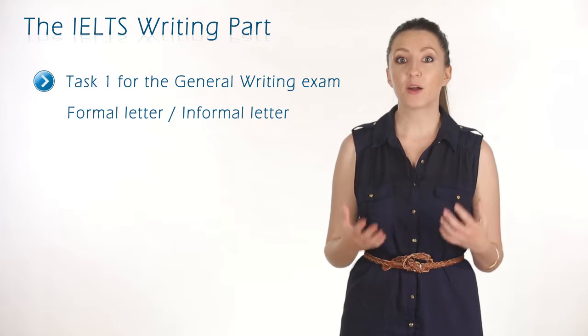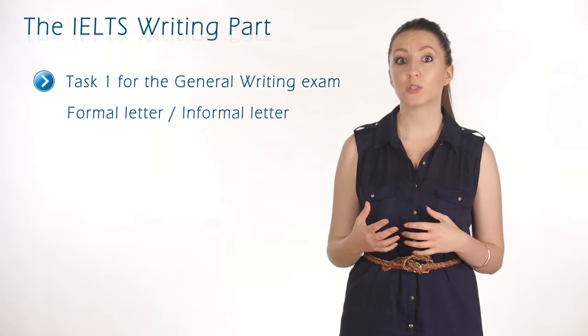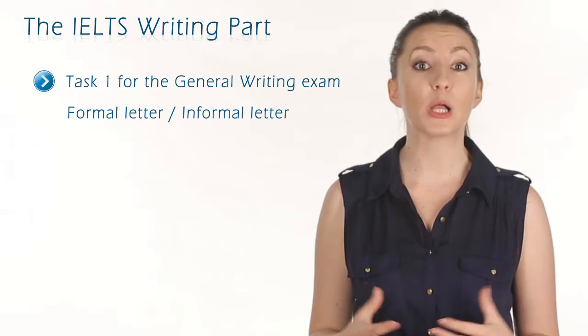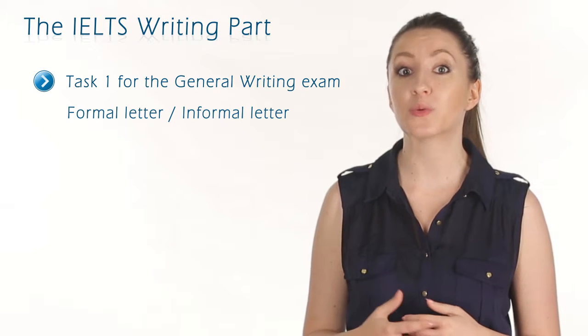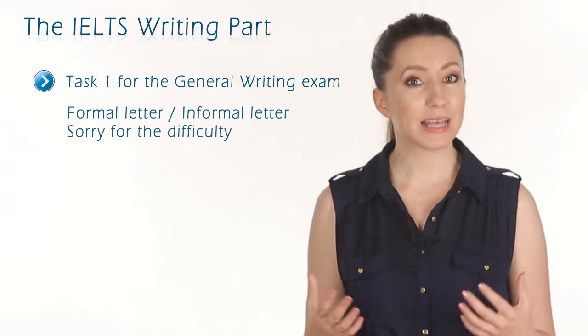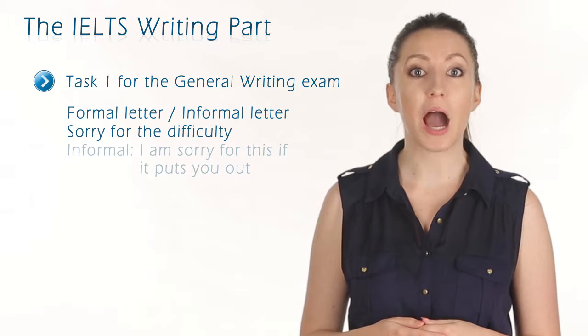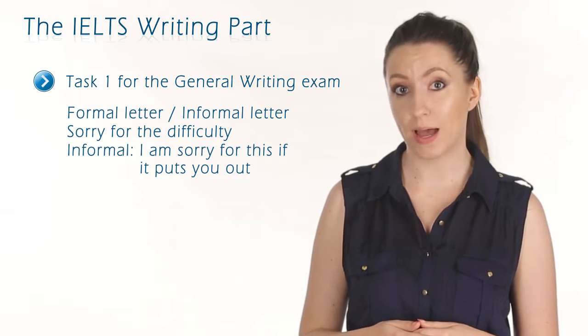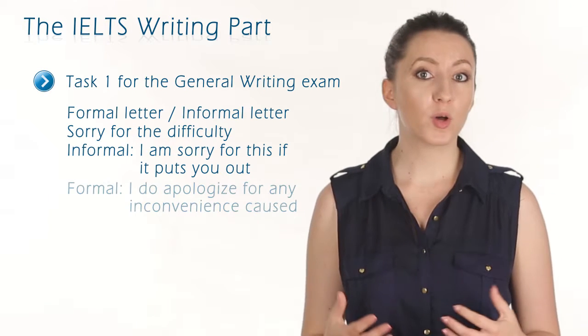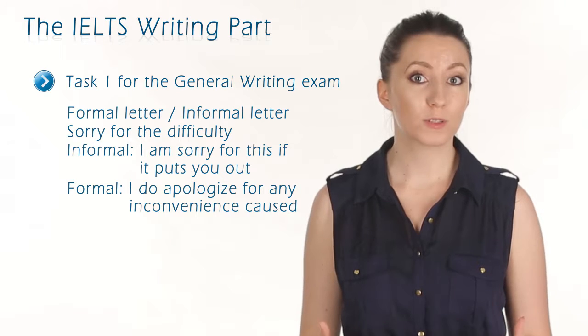The second and final part of the informal versus formal is when you need to think about the consequences. If you need to express an apology for any inconvenience to the person you're writing to, or to express you are sorry for a difficulty, for example, an informal version would be, I am sorry for this if it puts you out. Whereas a formal version will be, I do apologize for any inconvenience caused.